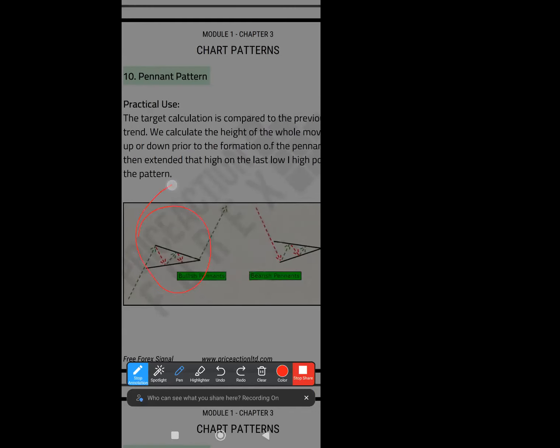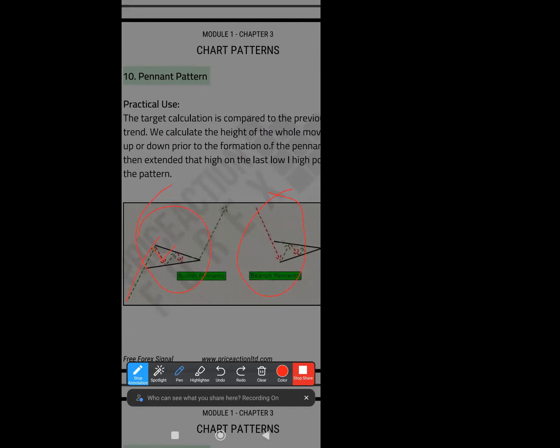This is a bullish pennant and this is a bearish pennant. You can see both of them are continuation patterns. And this is what they expect. When the market makes a long movement, boom, the life is short. You can see that the consolidation is not like up, down, up, down. It's just very short.